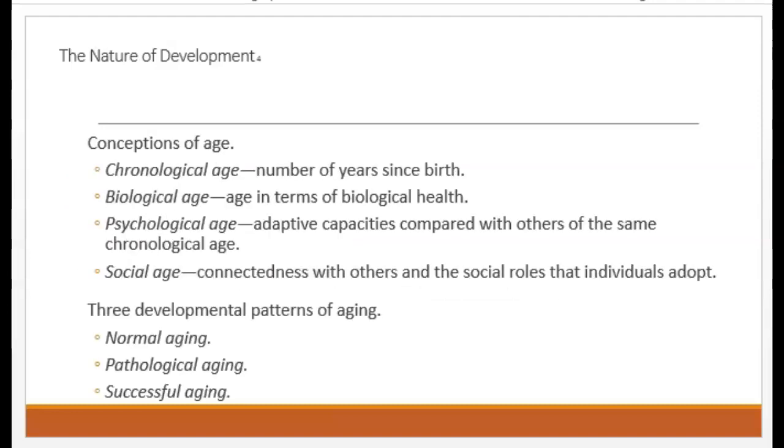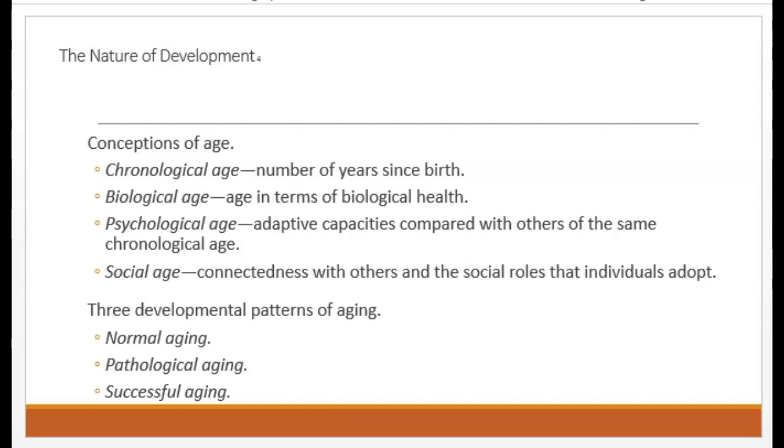There are many different ways to conceptualize age. Chronological age is the number of years since birth. So if you were born in the year 2000, then in the year 2021, you would chronologically be 21 years old. Biological age is your age in terms of biological health. So maybe you are chronologically 21 years old, but because of heavy smoking and drinking, your internal organs are closer to that of a 60-year-old.